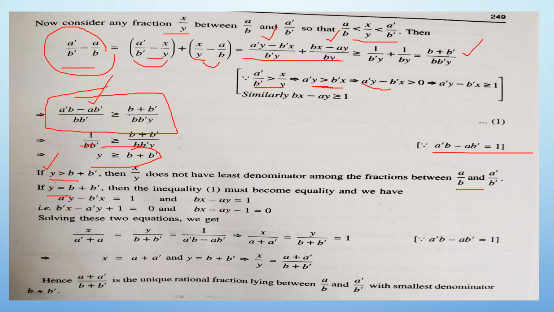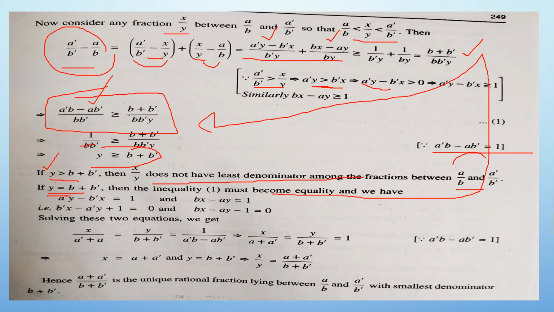If y is greater than b plus b dash, then x over y does not have a least denominator lying between them, so it will not follow. Then it must be that y should be equal to b plus b dash. Inequality 1 must become equality. Inequality 1 must become equality if we have a dash y minus b dash x is equal to 1 and bx minus ay is equal to 1. From here, this is an inequality if this is equal to 1 and this is equal to 1.